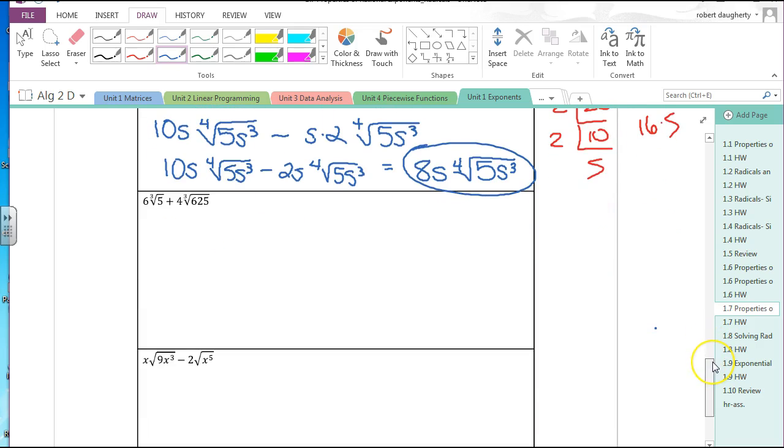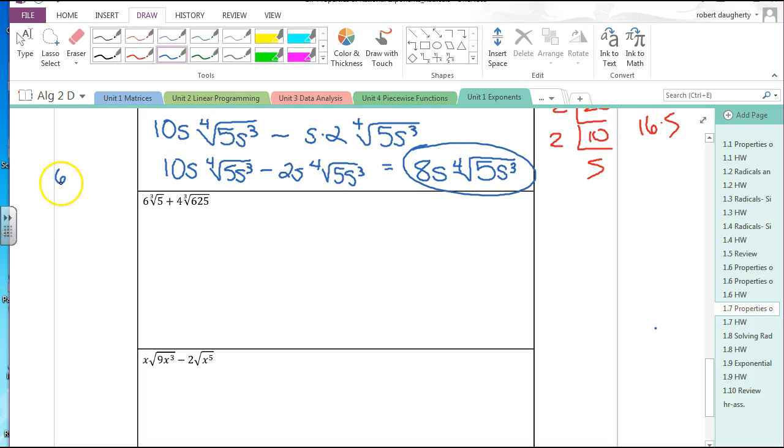Okay. 6 times the cube root of 5 plus 4 times the cube root of 625. Can I add them together just like this? Is it 10? Can I add them together right off? No. I can only add them if what's under the radical is what? The same. Okay, the cube root of 5, that's as far as that can go.